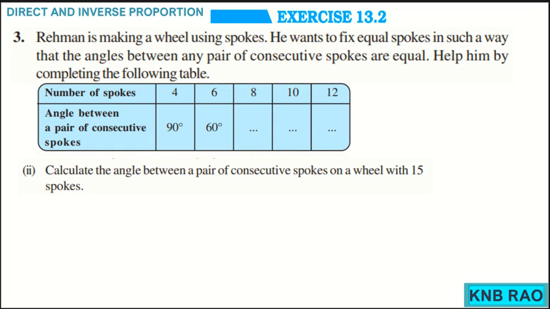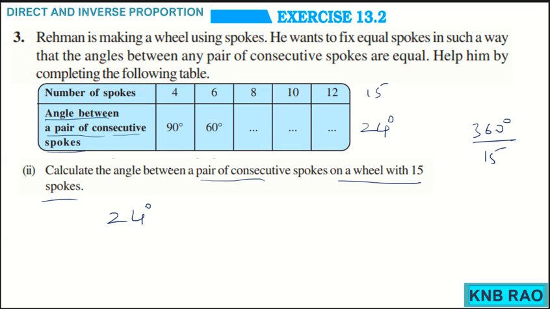Now coming to the next question, calculate the angle between a pair of consecutive spokes on a wheel with 15 spokes. If there are 15 spokes, then 360 degrees divided by 15 will give 24 degrees as the angle between a pair of consecutive spokes. So the answer is 24 degrees.